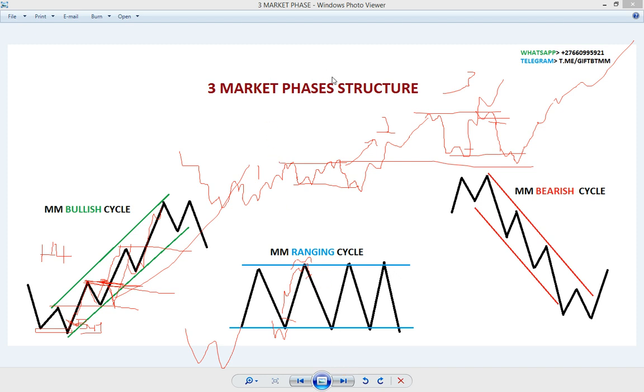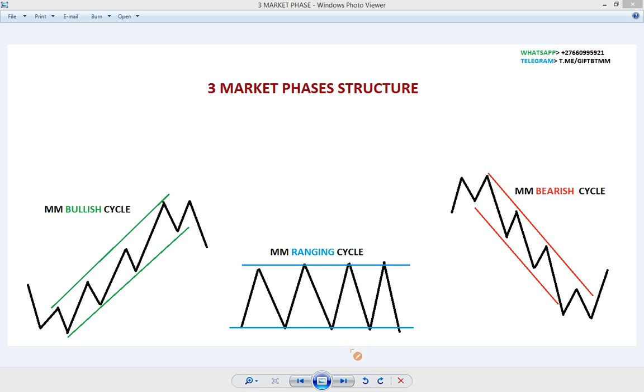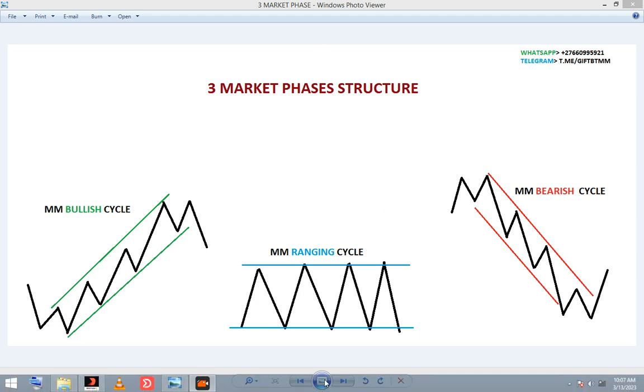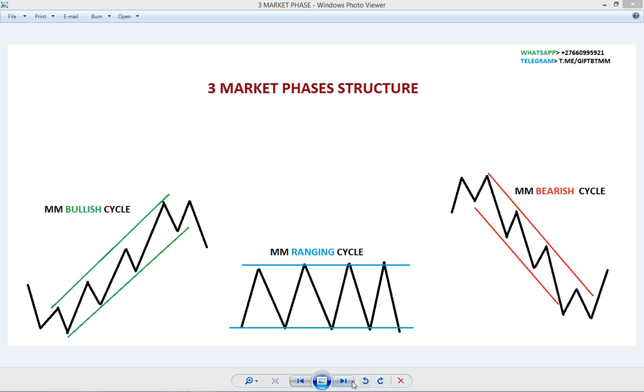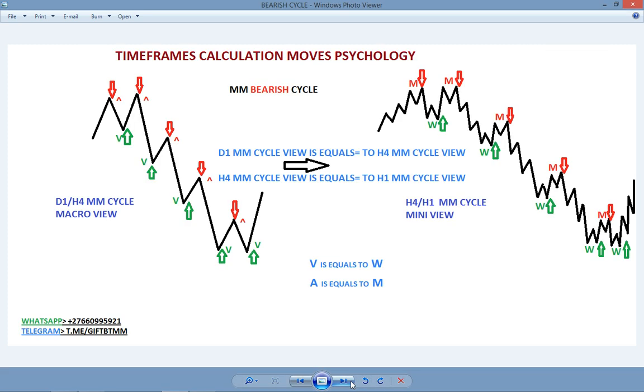Okay, let's go to the next. Let me clear this out. And then now let's go to explain the bearish cycle. Okay, now we are on a bearish cycle, time frames, calculation, psychology.